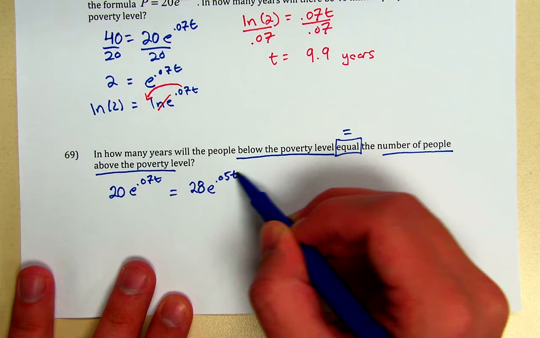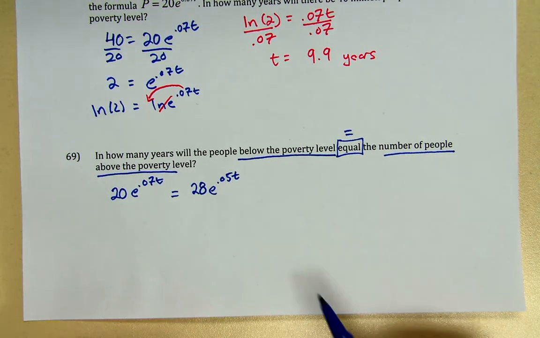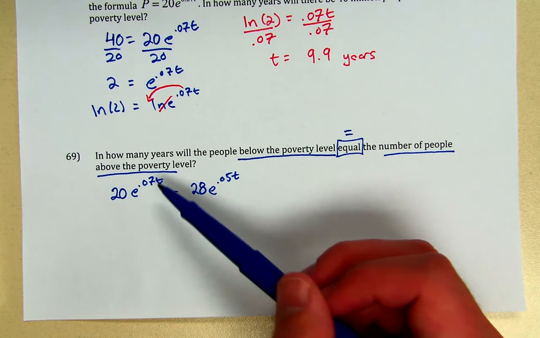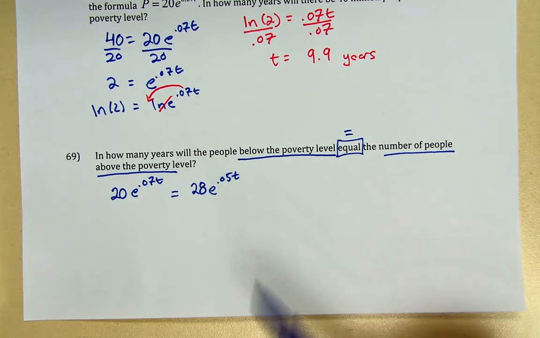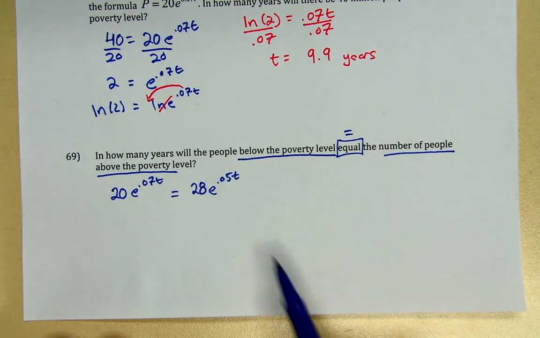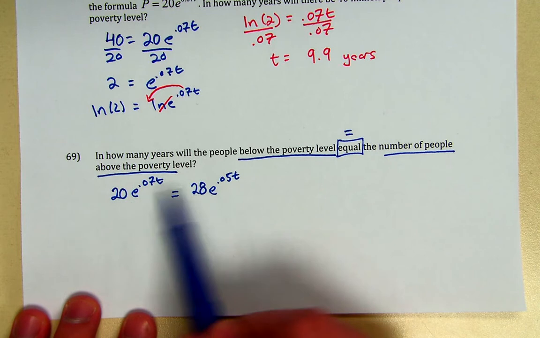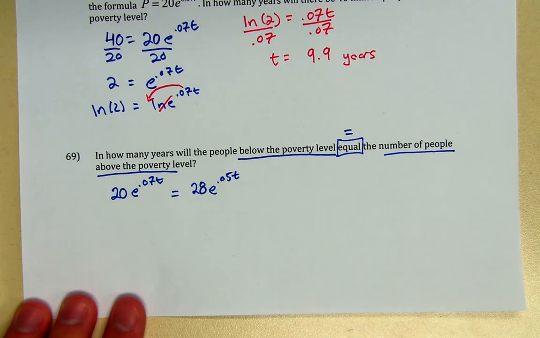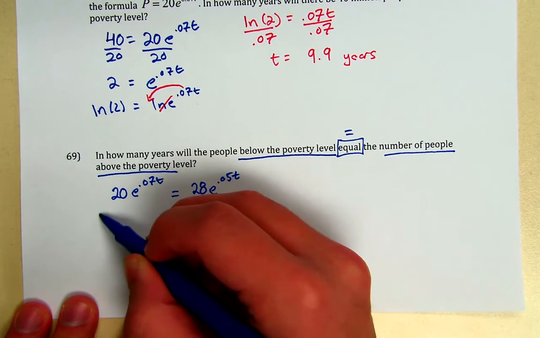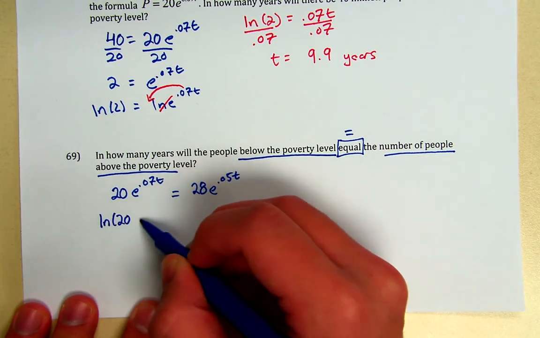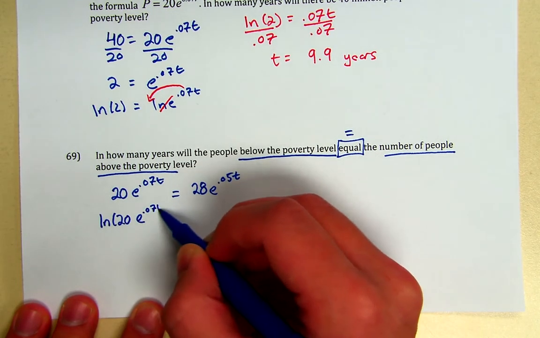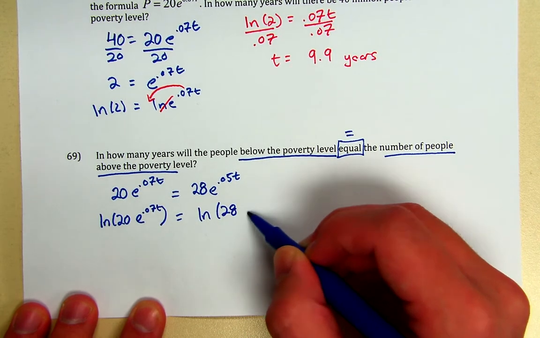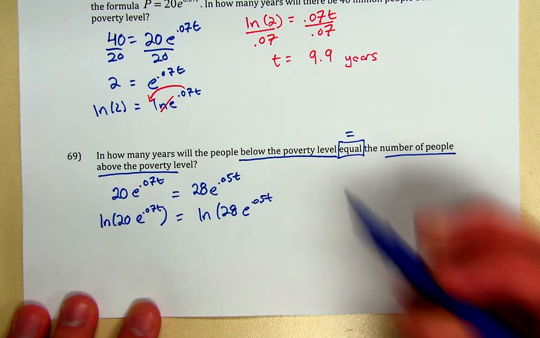e^0.05t. Now you may say, oh hey, they both have e's, so I can get rid of the e's, but they're different exponents. So how would I want to tackle this? Think back to when we had same or different bases. What did we have to do? We have to take the natural log of both sides, or the log. So take the natural log of 20e^0.07t equals the natural log of 28e^0.05t.